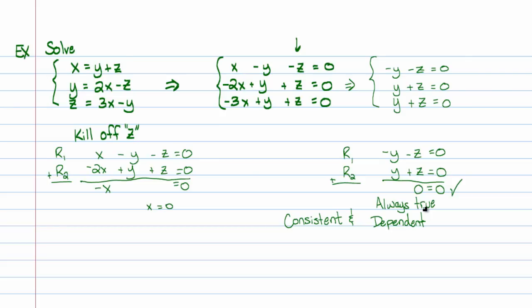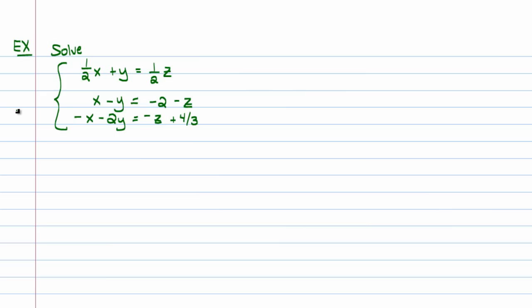So when you're solving systems and you get down to where you get something like 0 equals 0, you know you have a consistent and dependent system. In other words, that you have an infinite number of solutions. So let's go ahead and try another example here.